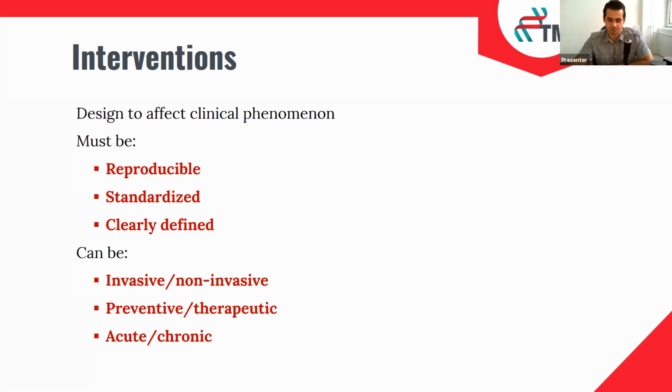For example, when you are talking about esophagectomy in the case of esophageal cancer, that can mean a lot of things. That can mean 5 different types of methodologies. But you have to clearly define what you mean by that intervention. Of course, that intervention needs to be reproducible. It can be invasive, non-invasive, preventive, therapeutic, or an acute or chronic intervention.